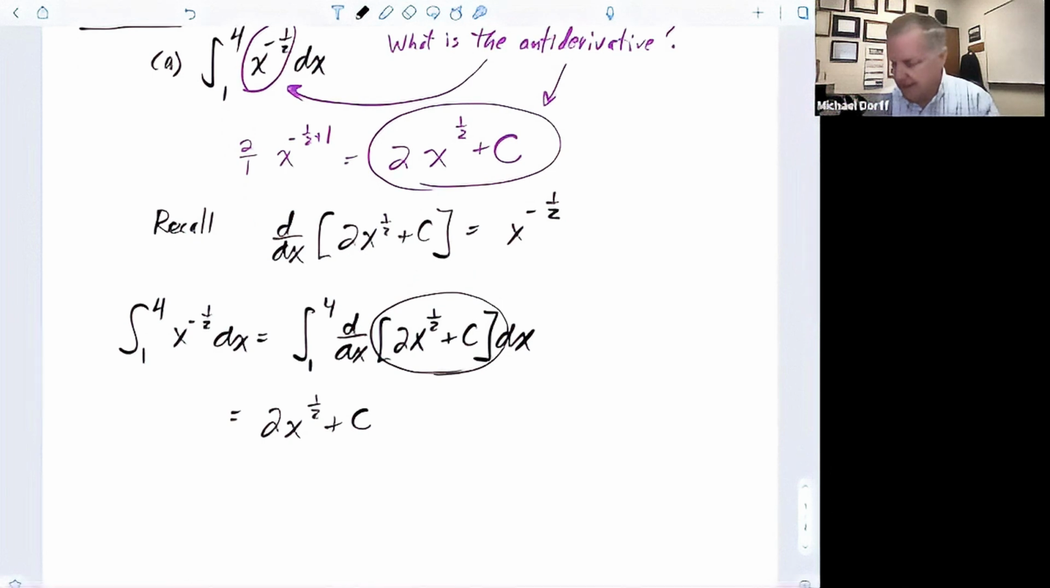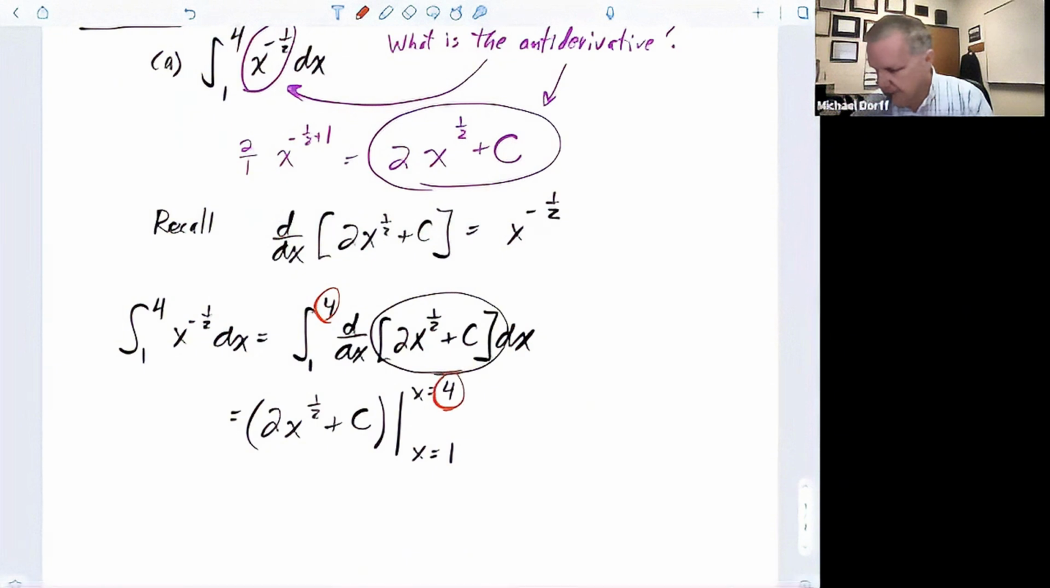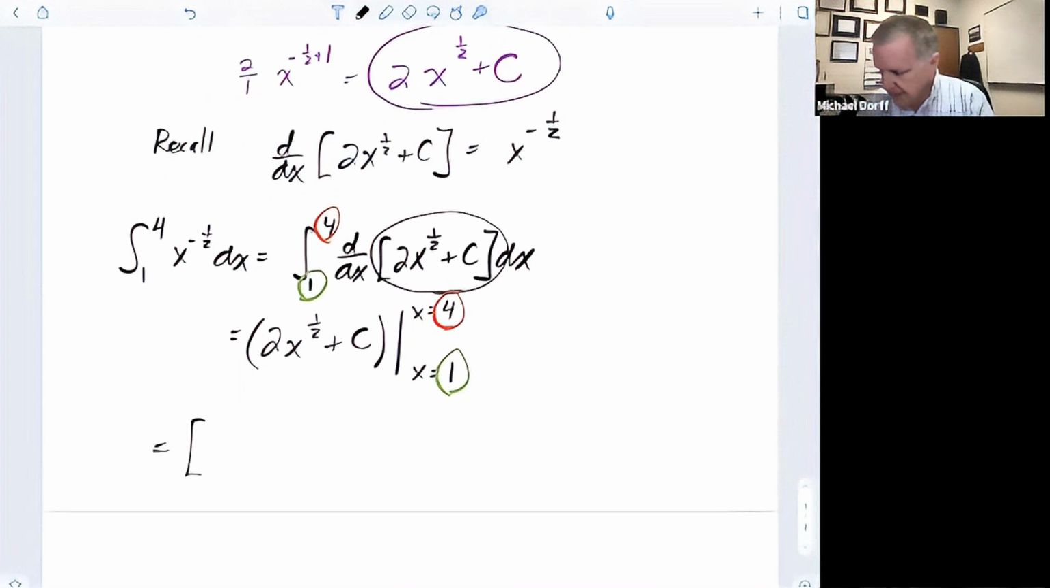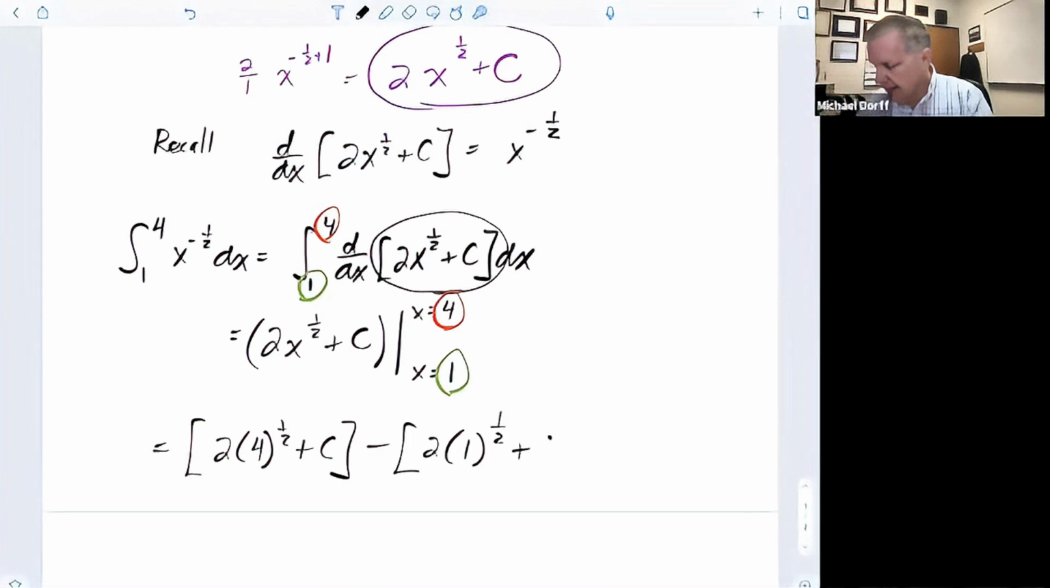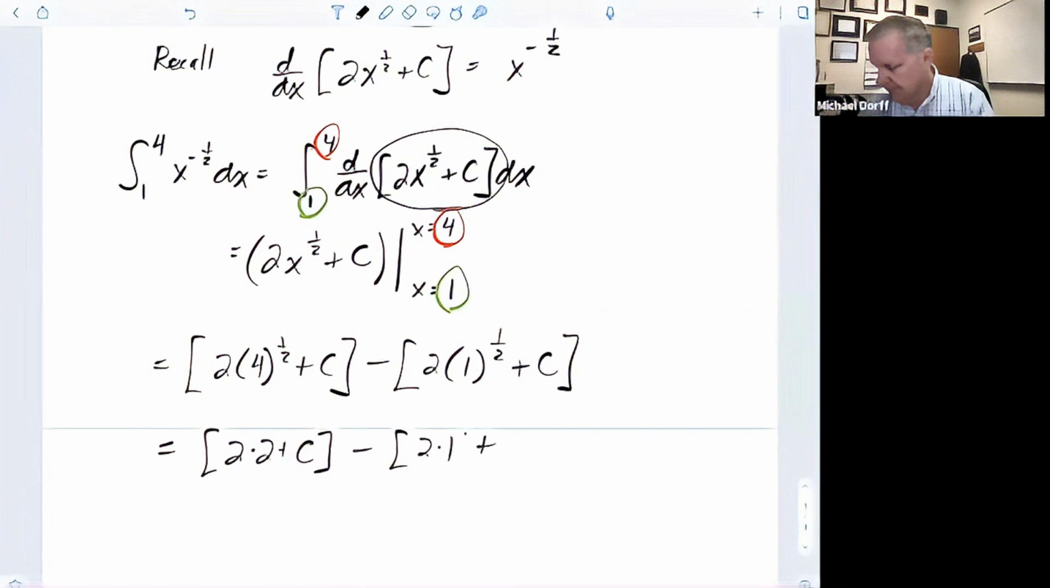Now, what about these limits on the integral sign? We're going to evaluate this function from x equals 4 to x equals 1. And where do those 4 and 1 come from? Those are these limits here. So we keep working on this problem. I put in x equals 4 for x, and then x equals 1 for x, and I subtract those results. So I get 2 times 2 plus c minus 2 times 1 plus c, or in other words, 4 plus c minus 2 minus c, and I end up with 2.